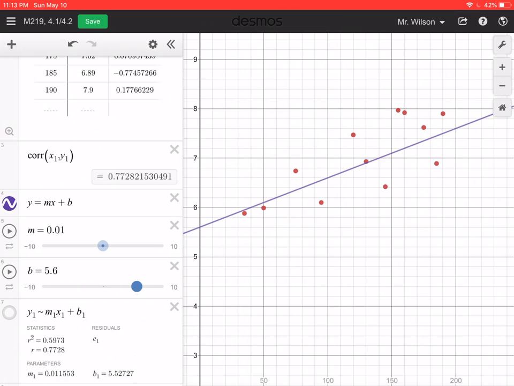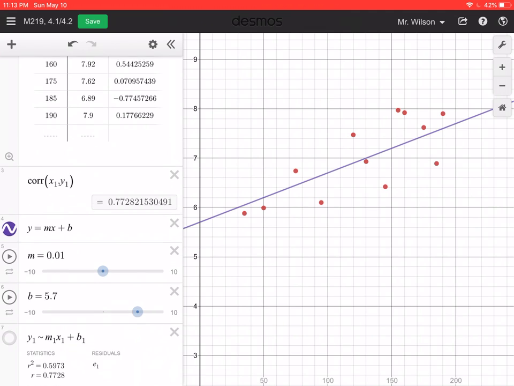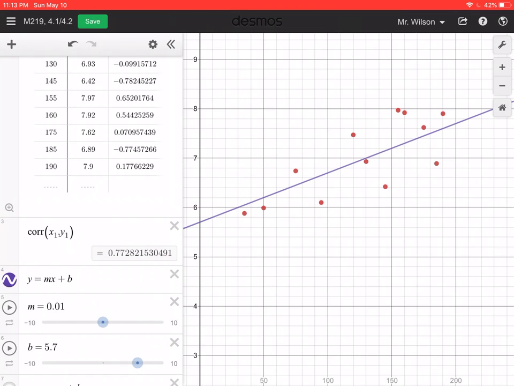Right? And at this point I'm just trying to give you kind of a good visual of what this line would look like. So you can kind of see that's cutting through the middle of the data there. So our guesstimate would be the line y equals 0.01x plus 5.7 approximately.